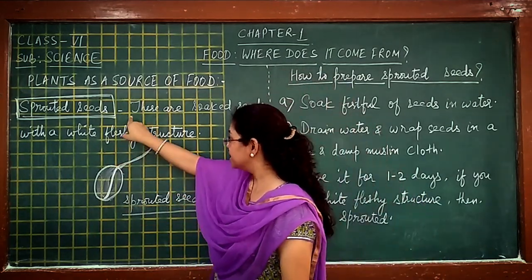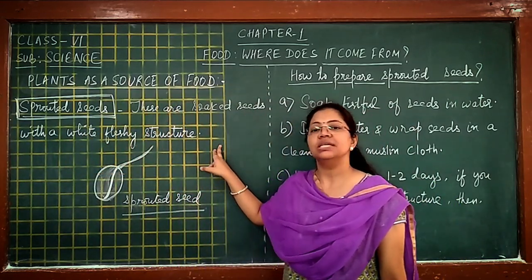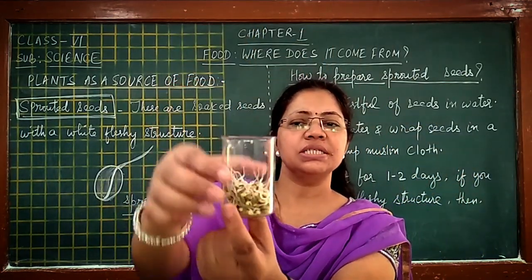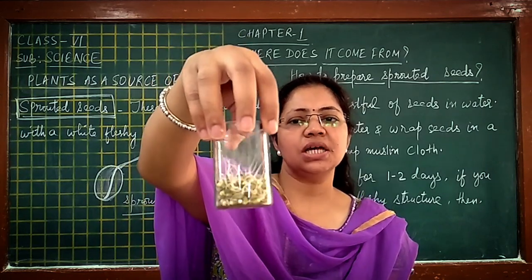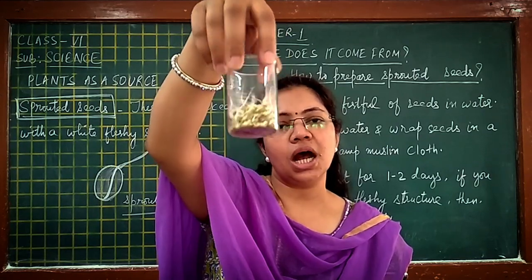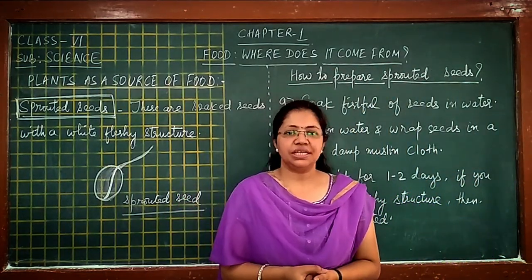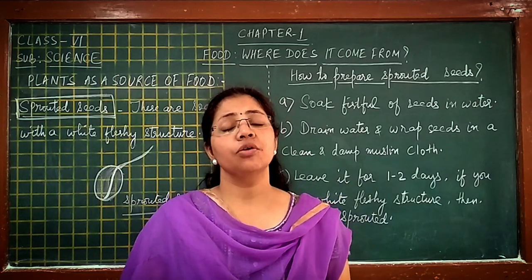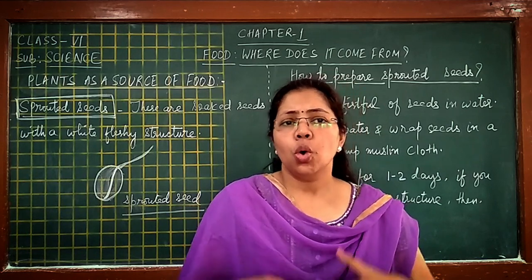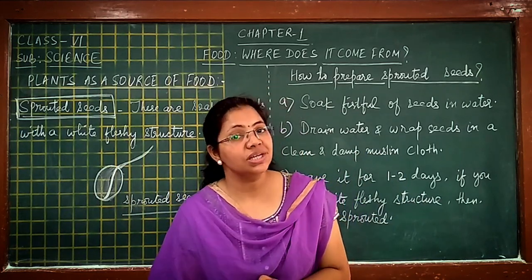Sprouted seeds are the soaked seeds with a white fleshy structure on them. As you can see in this sample of sprouted seeds in my hand, a white long fleshy structure is present over these seeds. So we say that these are sprouted seeds. Now students, these sprouted seeds we should eat in our daily menu because they are very healthy. Now let's have a look at how we can prepare these sprouted seeds.